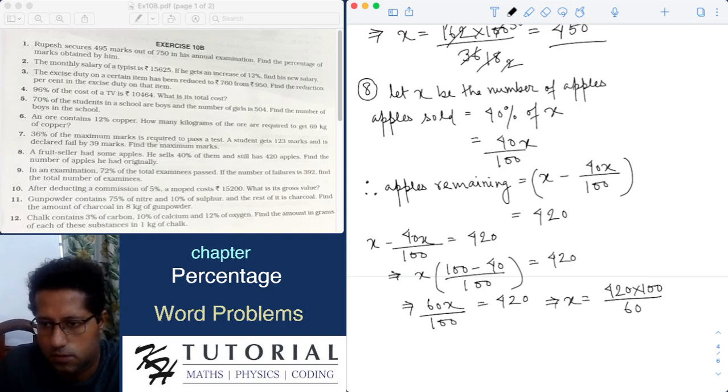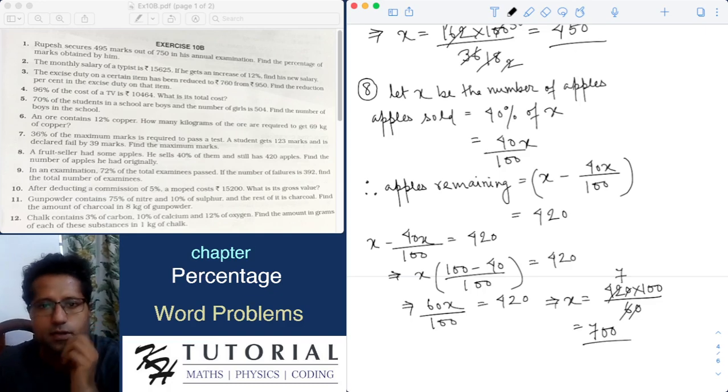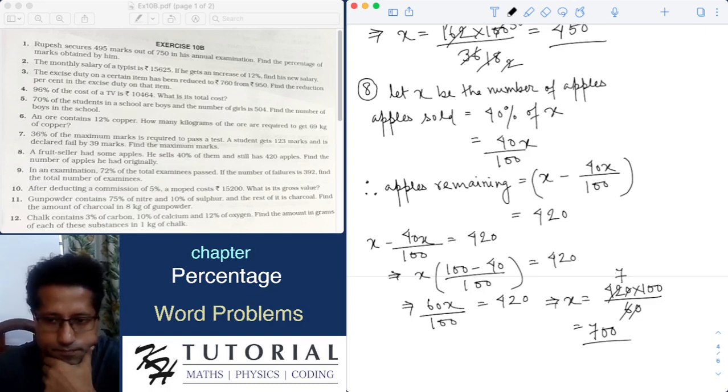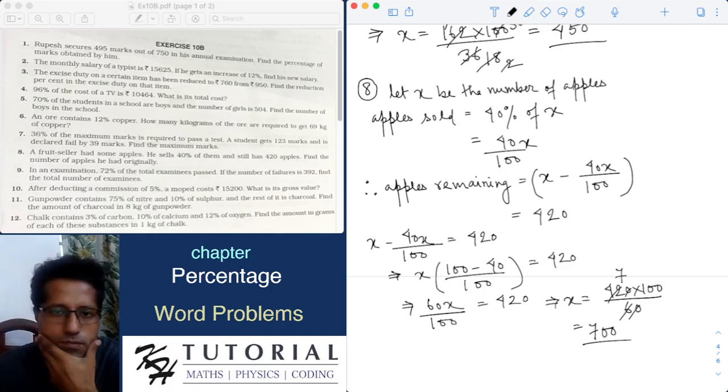So 60 cancels out, and 7. So x is 700. Now, 700 is the number of apples the fruit seller originally had, and from these 700 apples, the fruit seller sold 40%, and 60% remained. Okay. So 700 is the total number of apples the fruit seller originally had.